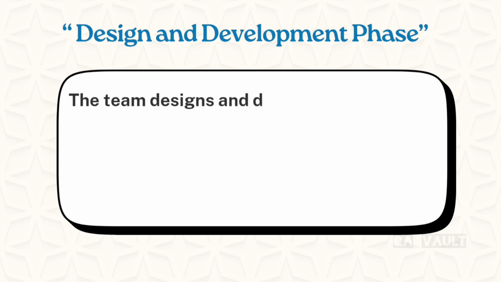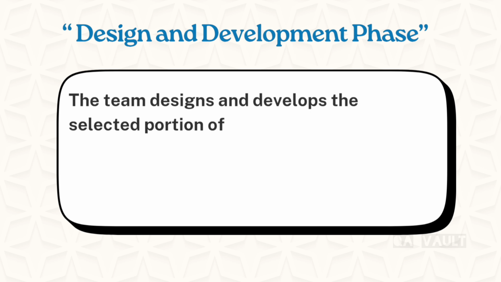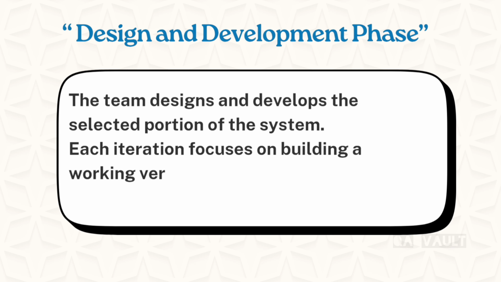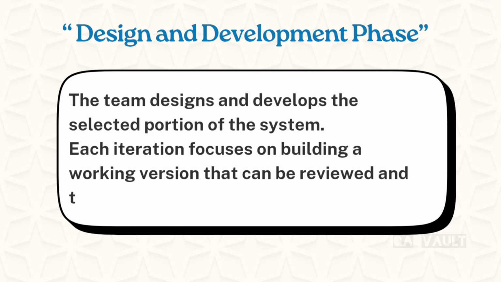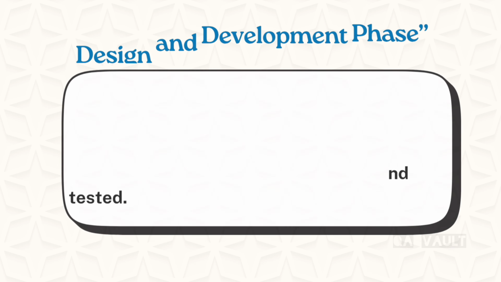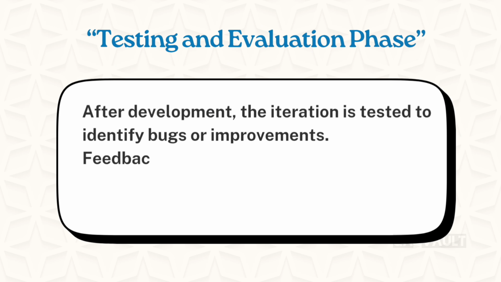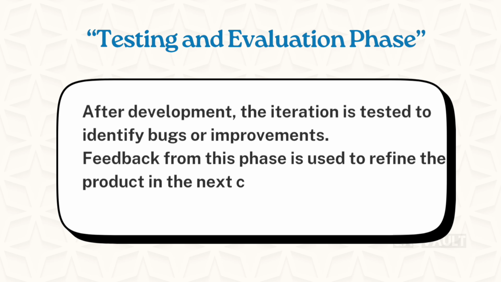Here, the team designs and develops the selected portion of the system. Each iteration focuses on building a working version that can be reviewed and tested. After development, the iteration is tested to identify bugs or improvements. Feedback from this phase is used to refine the product in the next cycle.